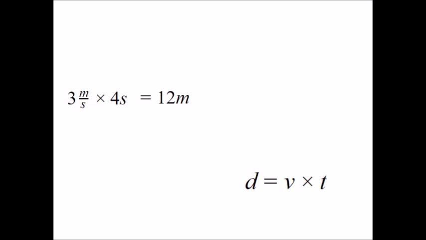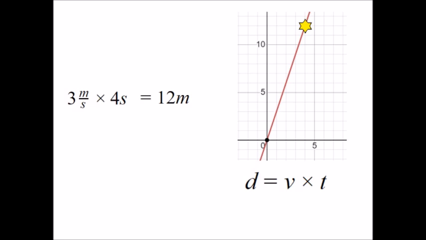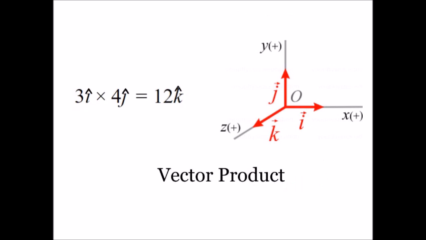Or consider distance equals velocity times time. Travel at 3 meters per second for 4 seconds. You go 12 meters. But how could addition do that? And how could you picture that? Maybe on a graph. Here's a distance versus time graph. And the line goes away, but you come back because there's no way addition could do the cross product, if you know what that is, 3 perpendicular vectors.